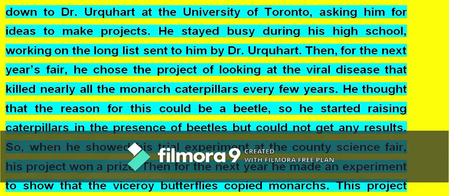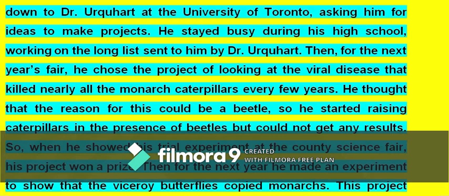Now comes the name of the butterfly, that is the monarch butterfly. You have seen the picture. That picture is that of a monarch butterfly. Now he was experimenting with the caterpillars of the monarch butterfly, and every year these caterpillars used to die of a certain unknown viral disease. So he started experimenting on that first.